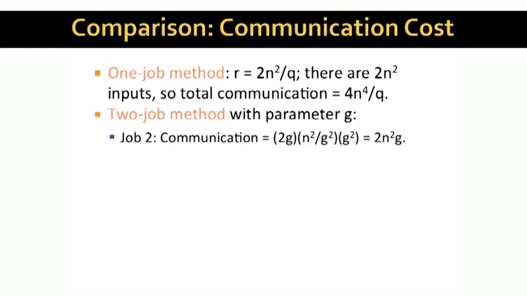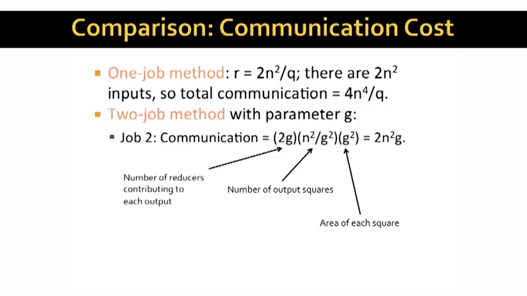Job 2 is easier to analyze. First, we'll assume that the mappers for the second job execute where the data is, so there is no communication of data between jobs. The communication cost of the second job is 2n²g. It is the product of three factors. n²/g² is the number of squares into which the result matrix is partitioned when g is the number of groups. And each square has g² elements. And 2g reducers contribute to each square. That explains where the 2n²g comes from.